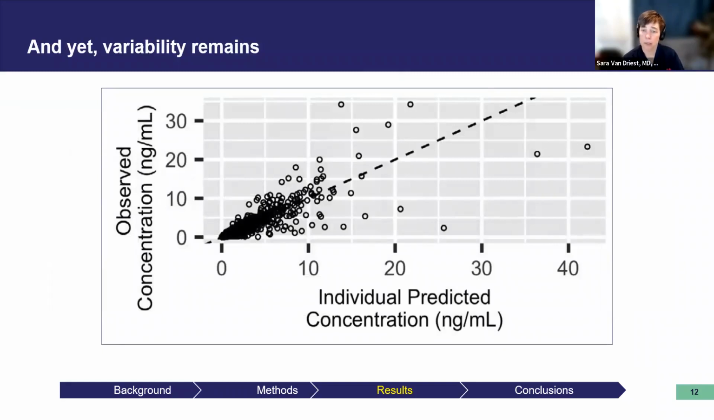Shown in this figure is a similar model diagnostic plot of the observed fentanyl concentrations on the y-axis versus the predicted concentrations on the x-axis, like I showed at the beginning from the pilot study. Again, if this was a perfectly predictive model, all of the dots would lie on the dashed line. As you can see, we still have some variability that is unexplained by our model.